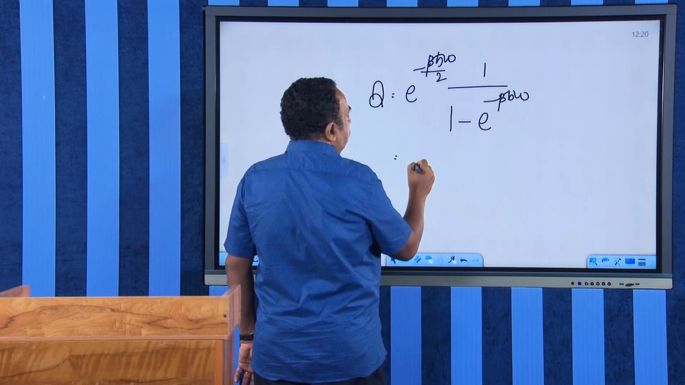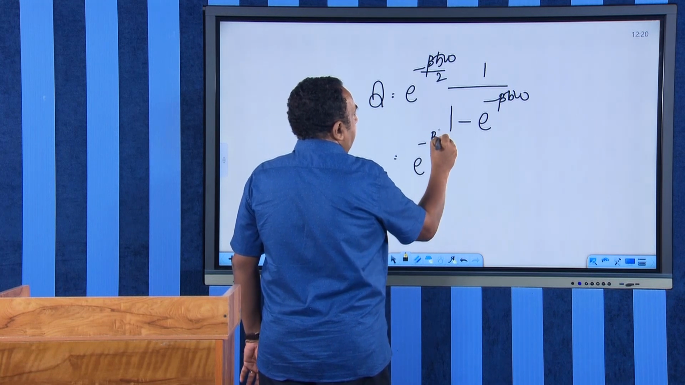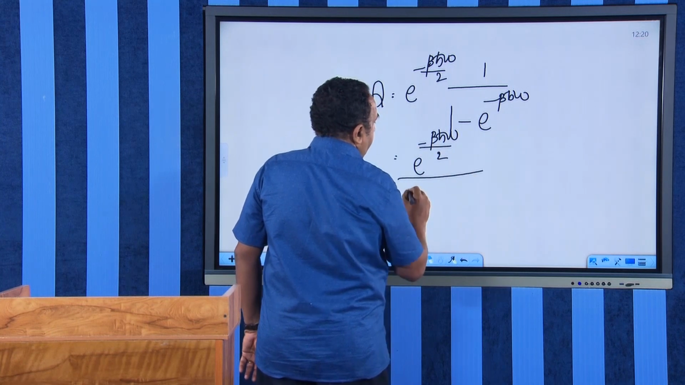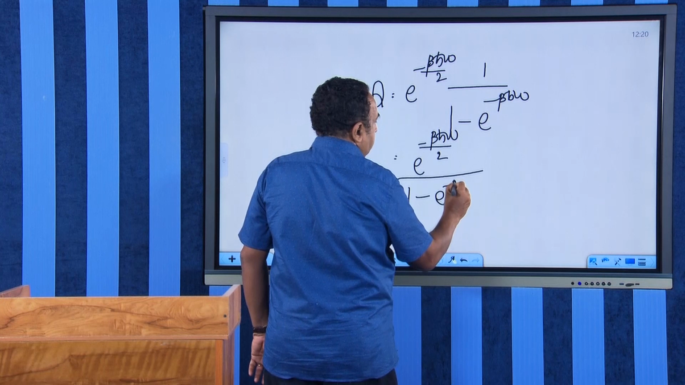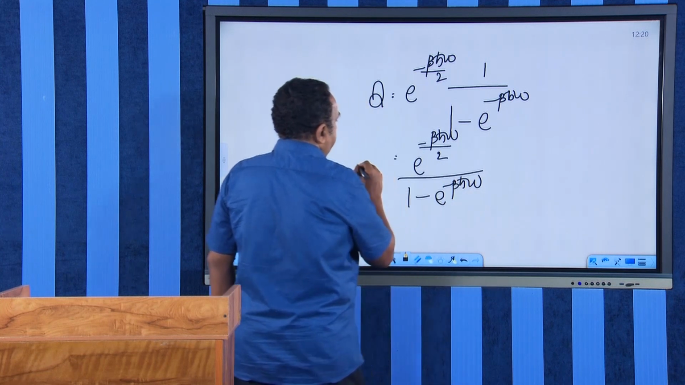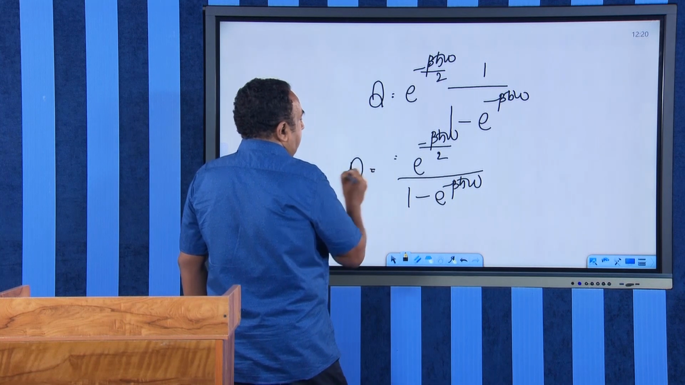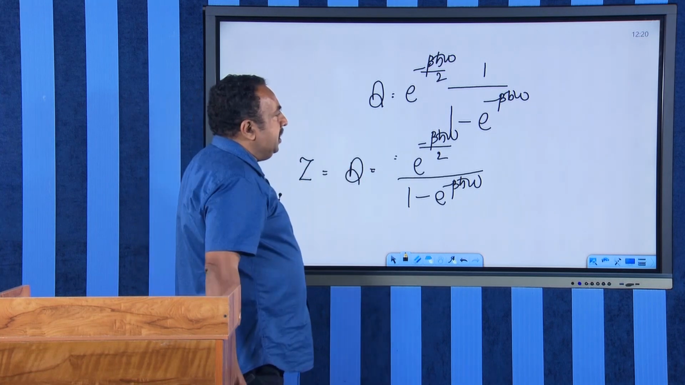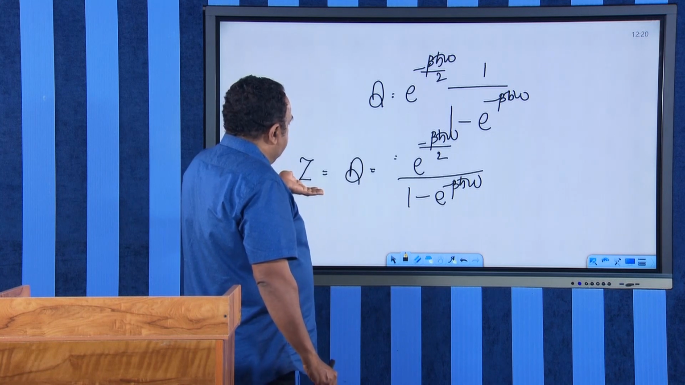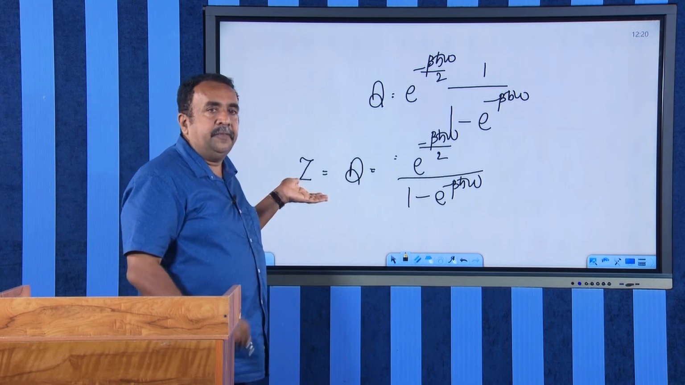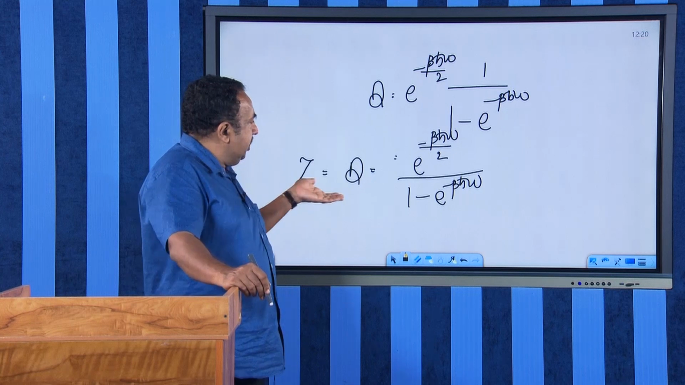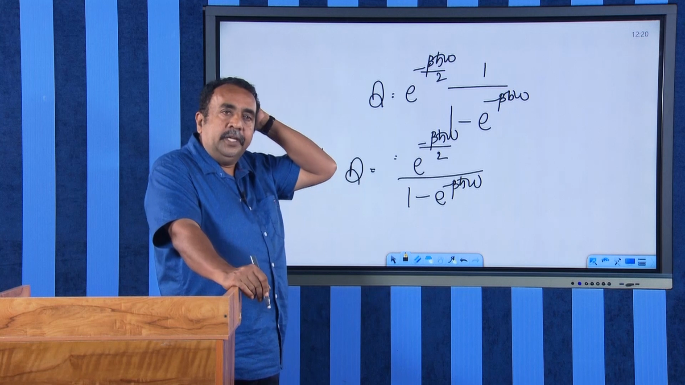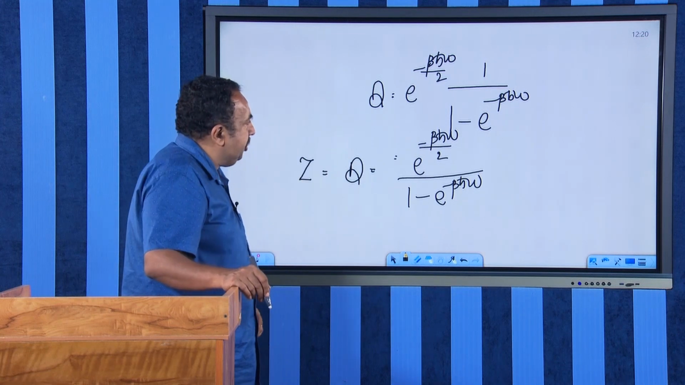Therefore, your partition function can be written as e raised to minus beta h cut omega divided by 2, whole divided by 1 minus e raised to minus beta h cut omega. That is your partition function. In some textbooks, instead of q, they will be using z also. Sometimes the partition function is represented by the letter z in the earlier books. Therefore, z is equal to e raised to minus beta h cut omega by 2 divided by 1 minus e raised to minus beta h cut omega.